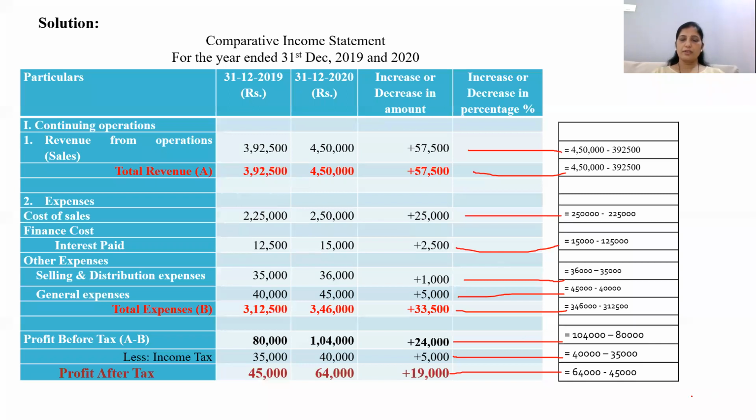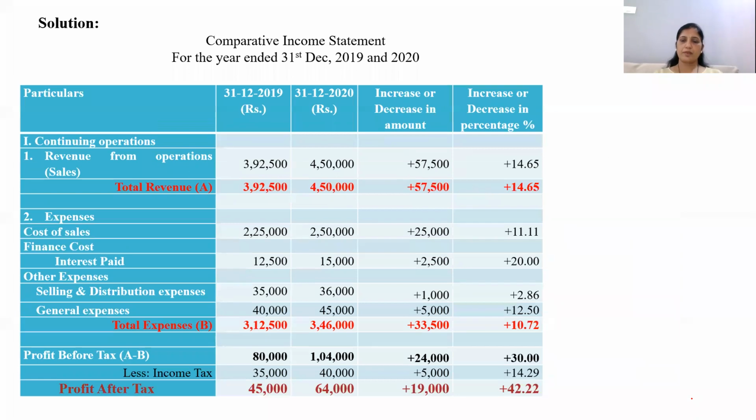So we'll see what the fourth column will be. The fourth column is increase or decrease in percentage. This I have written as plus 14.65%. It will be in percentage. How did you get this? This I will show.